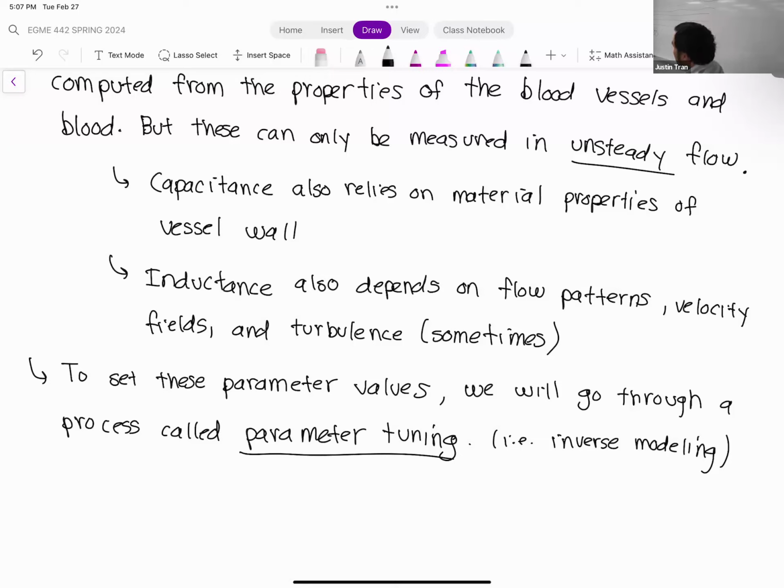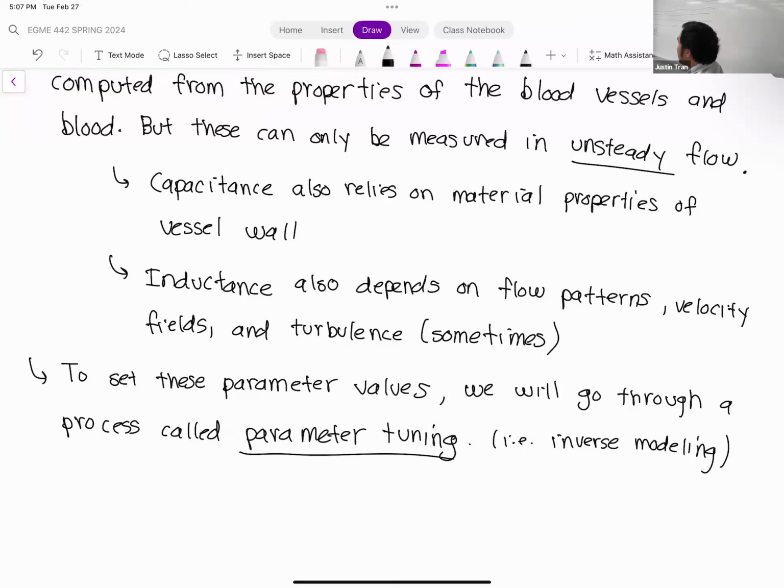In inverse modeling or parameter tuning, we're going to run our LPM and look at our results. Then, based on what we expect for the blood pressure, the flow rate, the heart rate, things like that, we're going to tweak the parameter values until we achieve what we want. So it's a very iterative process. It's literally just guess and check. I guess that's a little too simple, so it's an educated guess and check. It's a guess and evaluate, I should say. We're going to go through that in depth probably on Thursday.